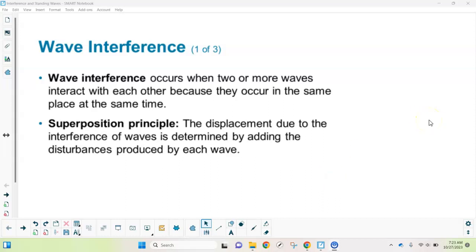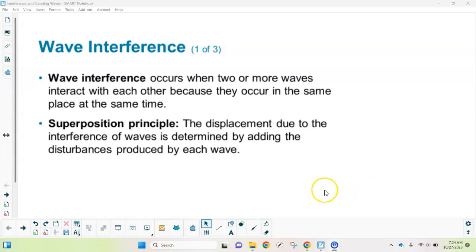All right, everybody. So this is our video on wave interference and standing waves and some other phenomena of sound. In the last video, we talked about wave interference a little bit before, and that's just where waves overlap. And when they overlap, it's called superposition. They're overlapping because they're in the same space at the same time.